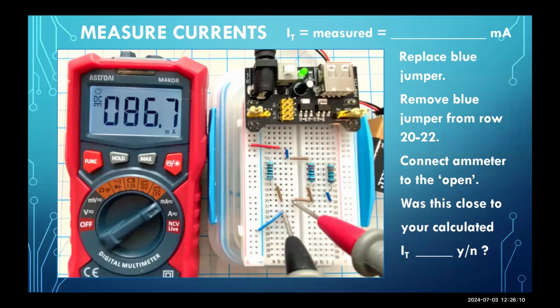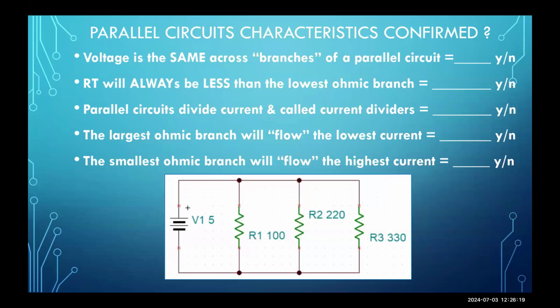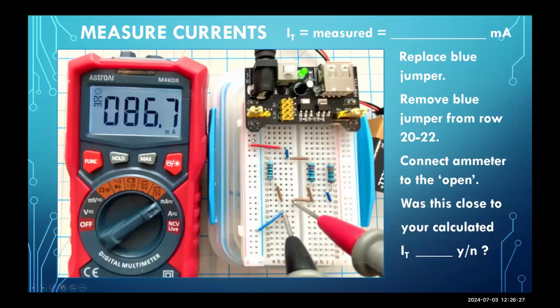Is there another place where you can measure this total current? I said yes. The other place where you can measure total current is by making sure the blue jumper up here is removed while the blue jumper down here is rebuilt, and I create another open up here. So I can measure total current through the removal of the upper blue jumper or the lower blue jumper. Either one will allow me to measure total current.